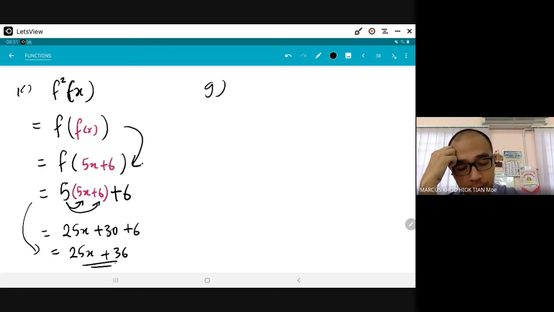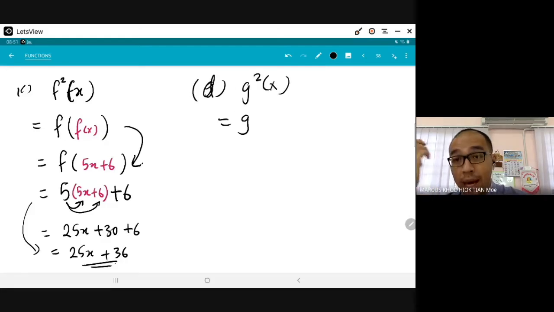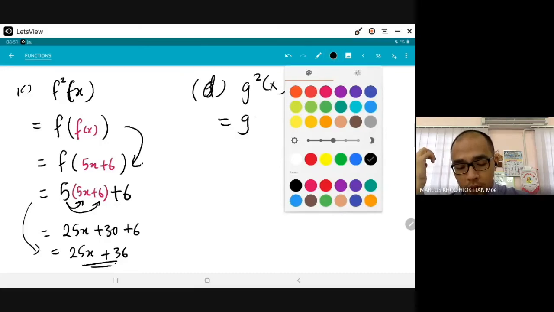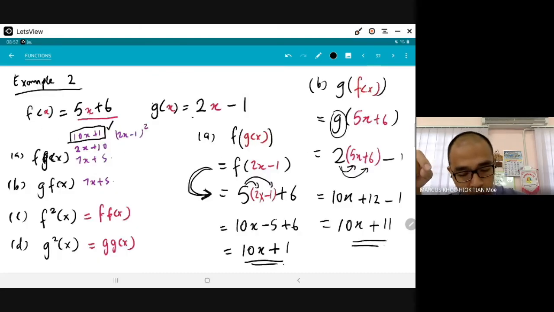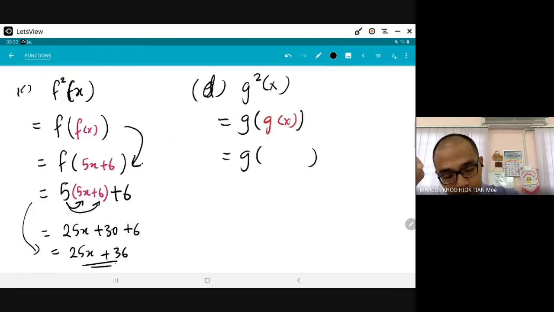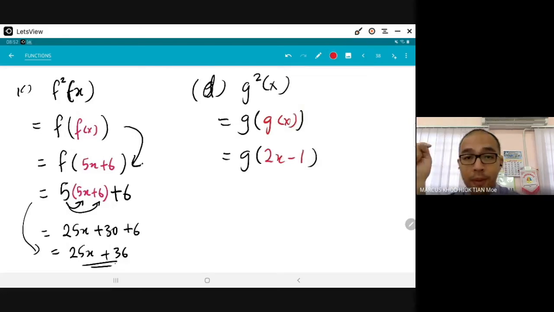Okay, D. D is G squared of x, which is actually G of G(x). Okay, so I'm going to do the same thing. Put the G(x) as the red color now. Then the first step we do is substitute G(x). So I will get G. What is my G(x)? G(x) is 2x minus 1. So the whole thing now is the object 2x minus 1.